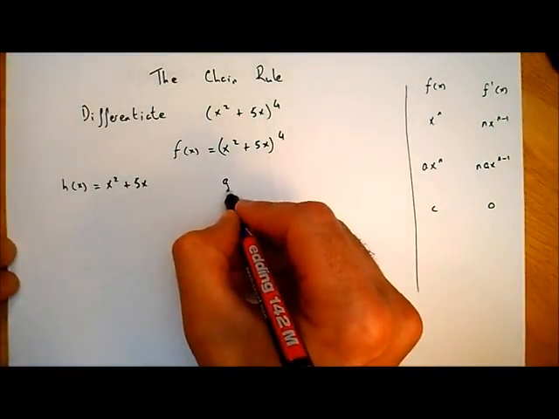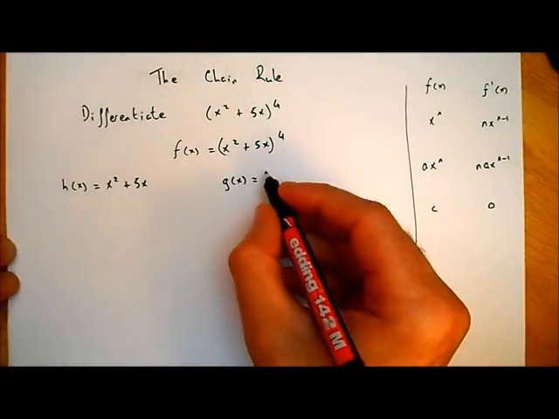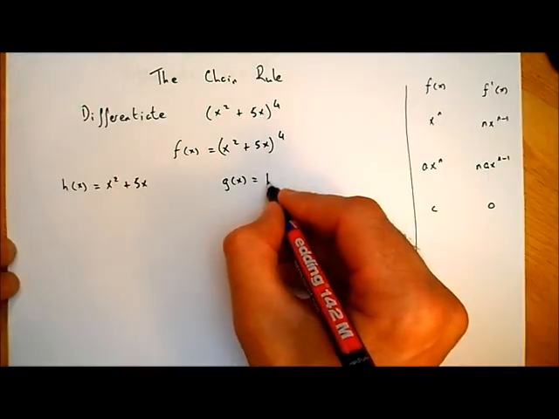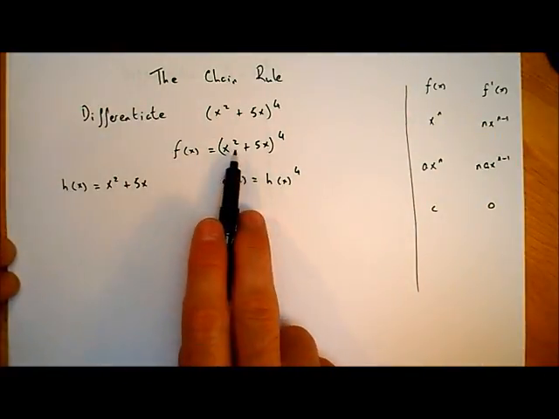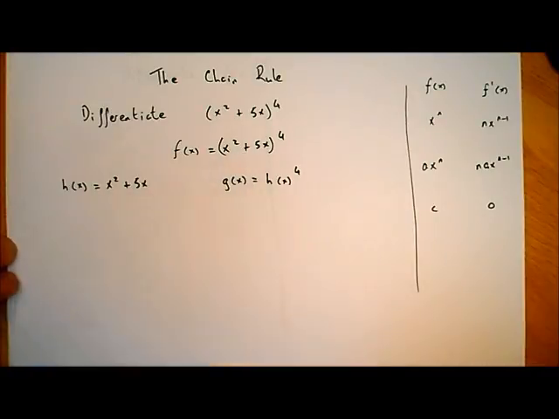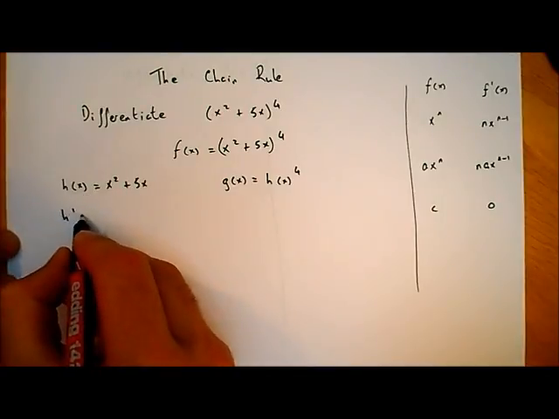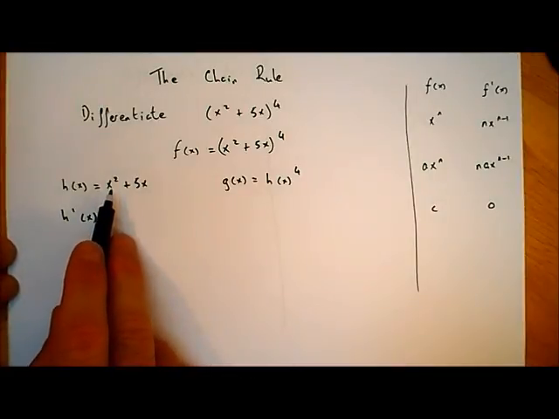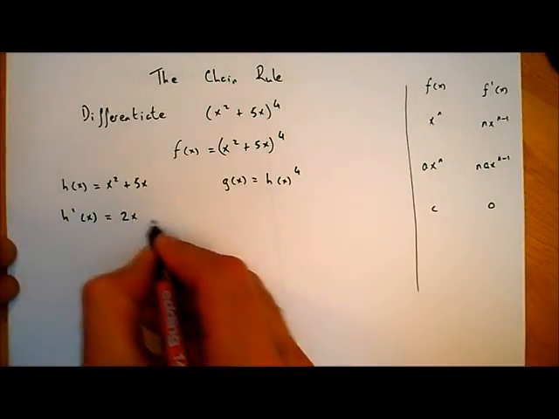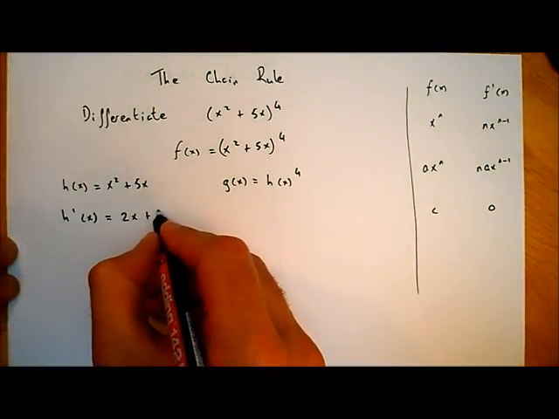So I'm going to give that a name, and I'm going to say g of x is equal to all of that raised to the power of 4. So it's h of x all to the power of 4, because h of x is this bit in here. Now I can differentiate h of x, so I get h dash of x. Well, it's easy to differentiate because it's just a sum. Differentiate x squared and I get 2x, just using these rules over here, and differentiate 5x and I get 5.